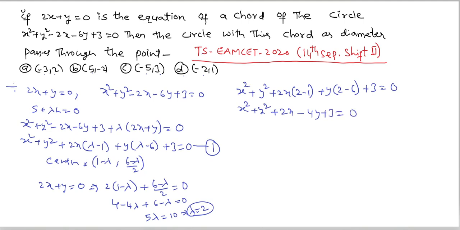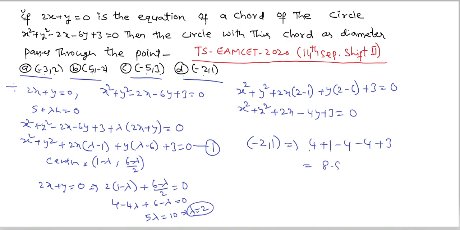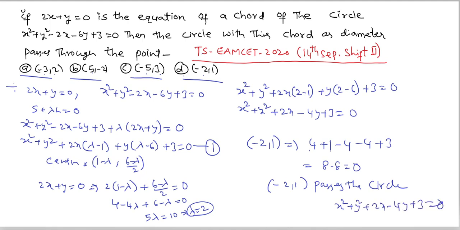So substituting the options, first, second, third, fourth option. Now I substitute the fourth option (minus 2, 1): that is 4 plus 1 plus 4 plus 3, which is 4 plus 1 is 5, plus 3 is 8, then 8 minus 8 is 0. This means (minus 2, 1) passes through the circle x square plus y square plus 2x minus 4y plus 3 is equal to 0. Clearly the fourth option is the correct answer.